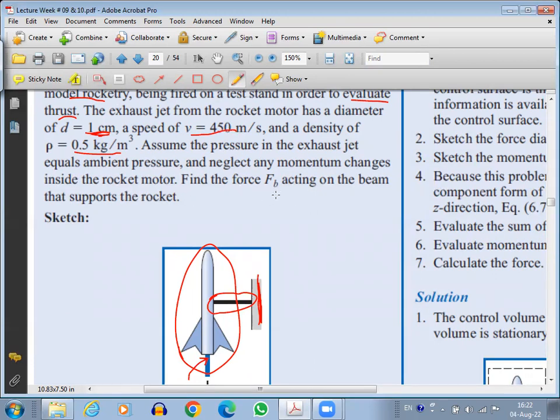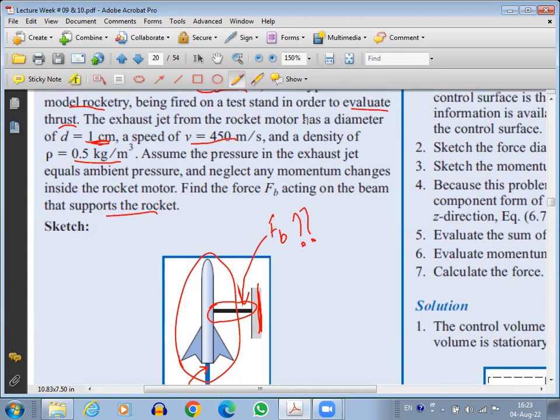Find the force FB acting on the beam that supports the rocket. What will be the force acting on FB, on this beam? This force, which will be acting on the beam, we need to find. Obviously, that force depends upon how much is the thrust by the rocket.